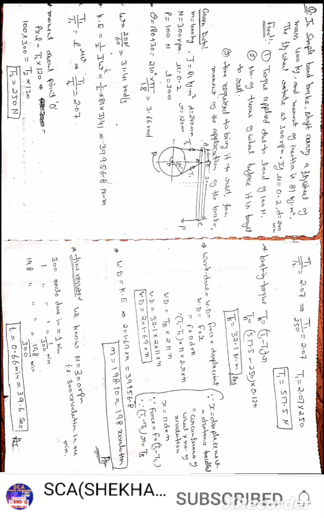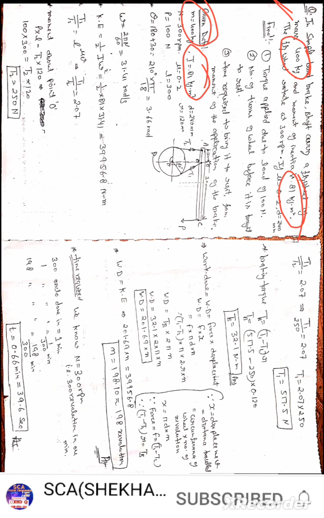Now see, please read the question carefully and note down the given data. In a simple band brake, the shaft carries a flywheel of mass 400 kg. The moment of inertia is 81 kg meter square. So please note I is equal to the moment of inertia, 81 kg meter square.